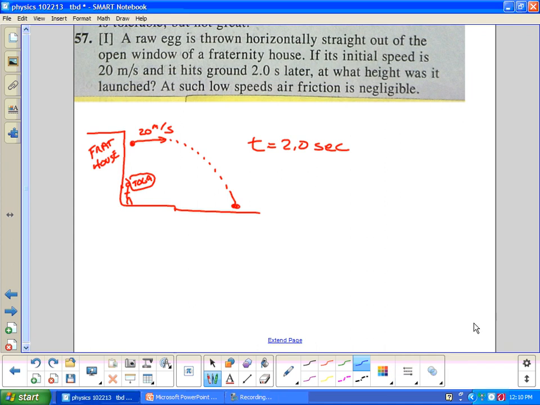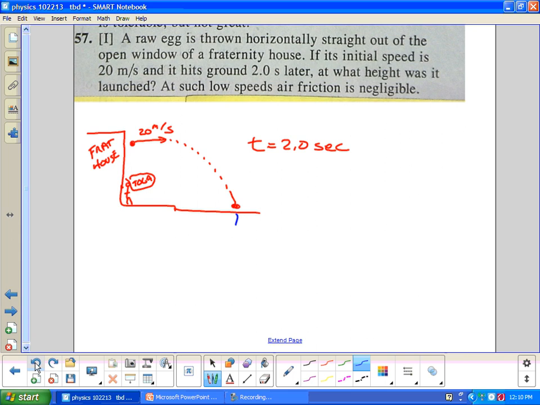So listen, I drew a little figure. Got the frat house shown over here, right? And I have the egg right here getting thrown out horizontally at 20 meters per second. We know it's going to have a parabolic shape, dotted line, and it's going to crash right over here at the ground. And the time in the air is 2 seconds. And I got a guy here yelling toga, just so we make sure it's a frat house.